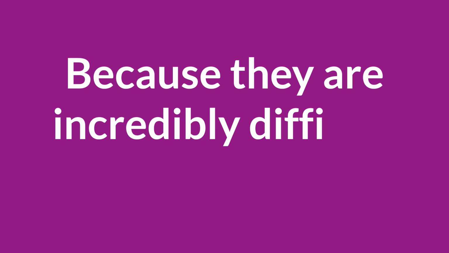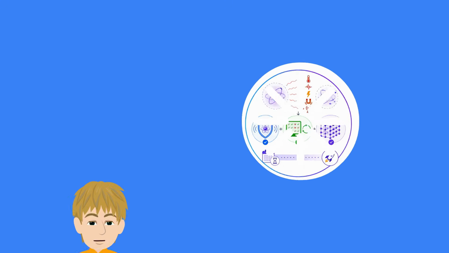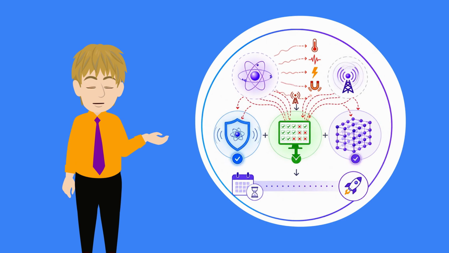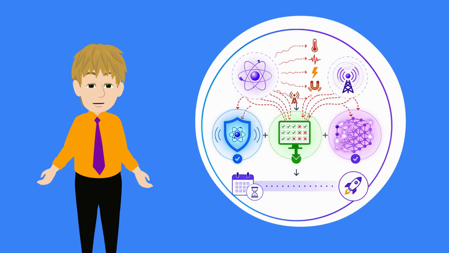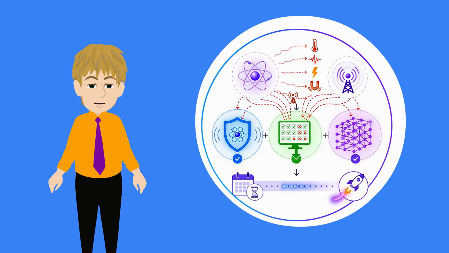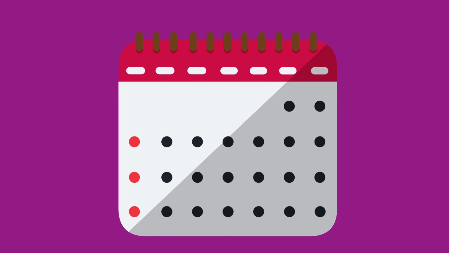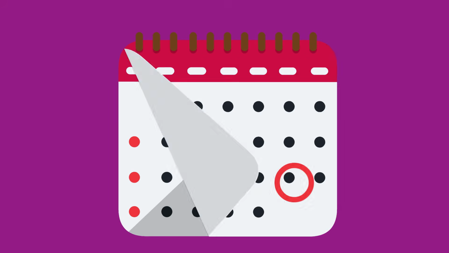So why don't we have quantum computers everywhere? Because they are incredibly difficult to build. Qubits are extremely fragile. Even tiny disturbances can introduce errors. To make them useful at large scale, we still need more stable qubits, better error correction, and much larger systems. This could take years, possibly decades.